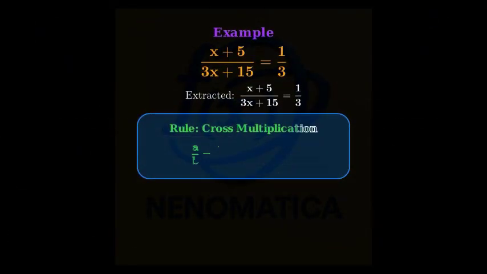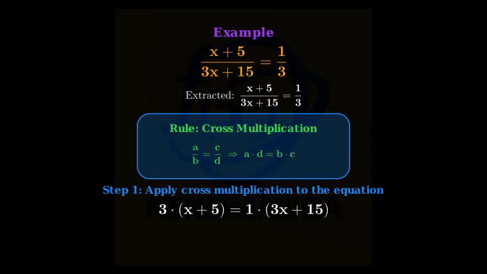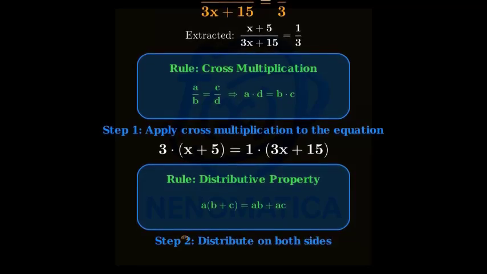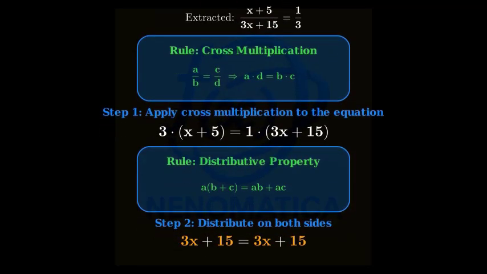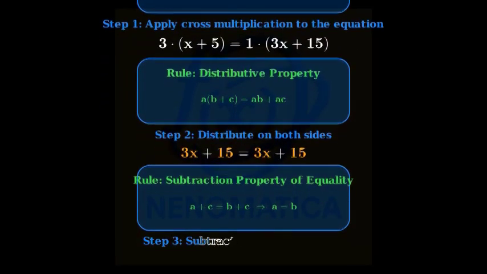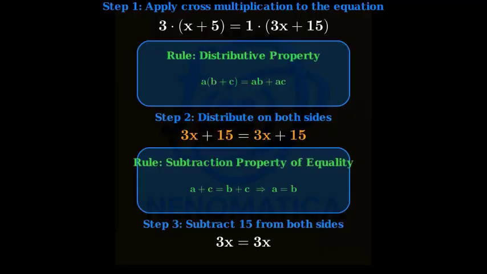Step 1. Apply cross-multiplication to the equation. Multiply 3 times the numerator on the left and 1 times the denominator on the right. Step 2. Distribute multiplication over addition on both sides. Notice that each side becomes the same linear expression. Step 3. Subtract 15 from both sides. The equality reduces to 3x equals 3x, an identity.